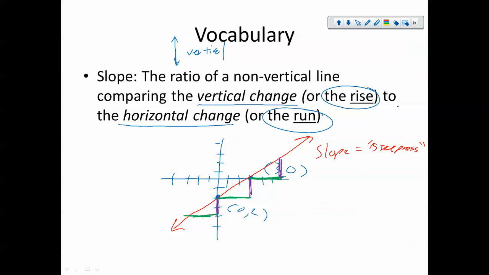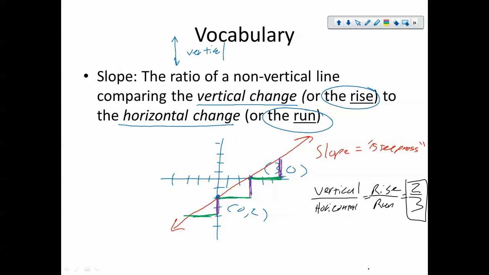So in this case, it's the vertical change, or the rise, over the horizontal change, which we might also call the rise over the run. So in this case, the rise is 2, and the run, the horizontal change, is 3. So that's what my slope would be. My slope would be 2/3. Slope is a measure of steepness, okay?